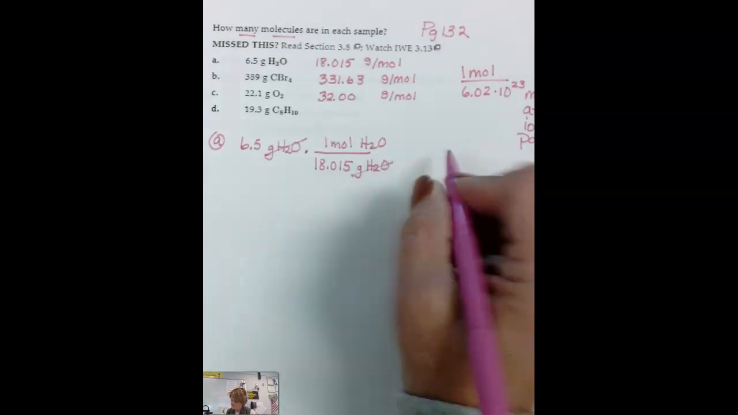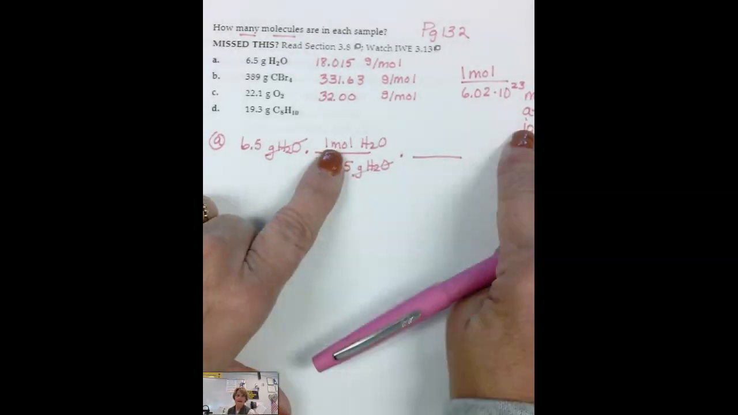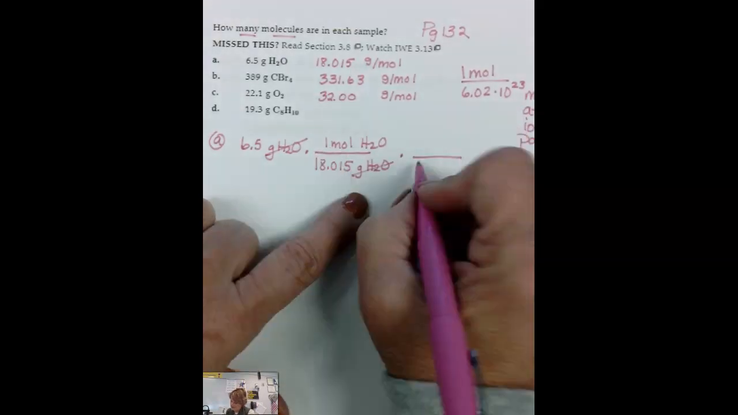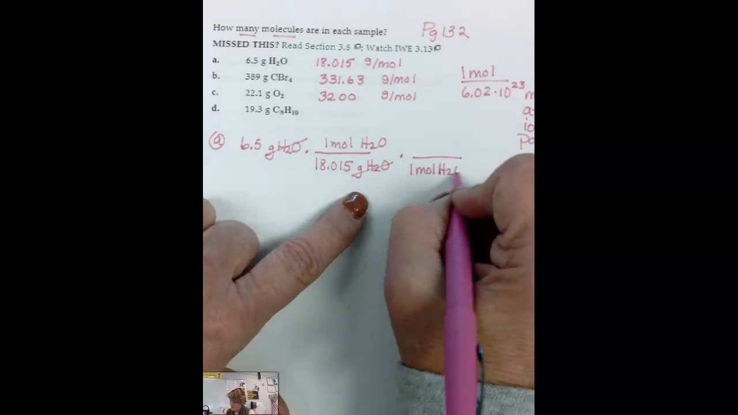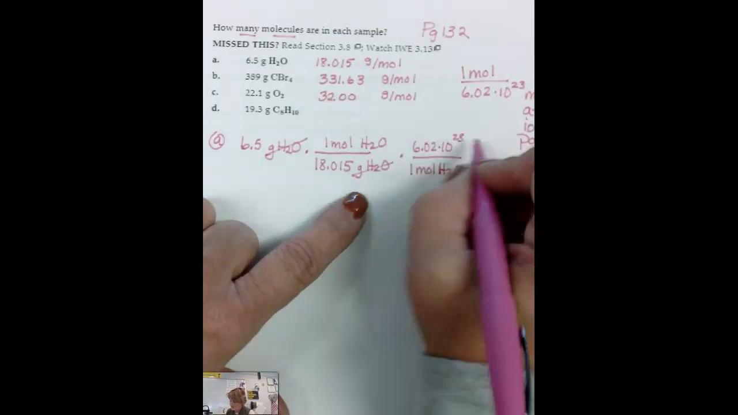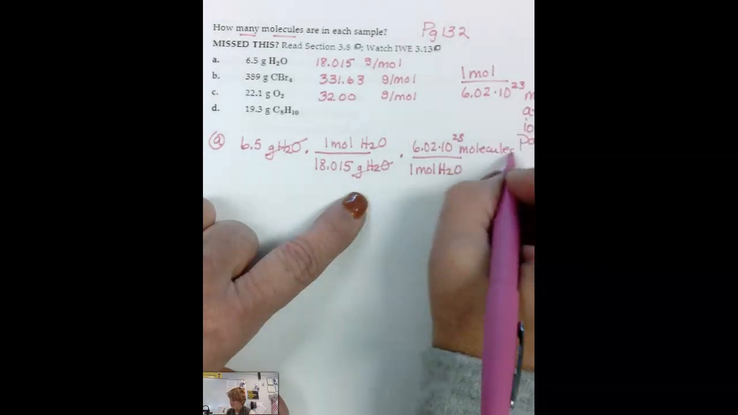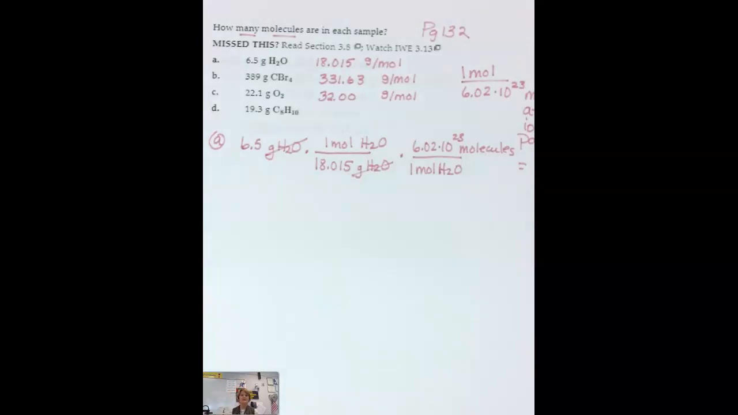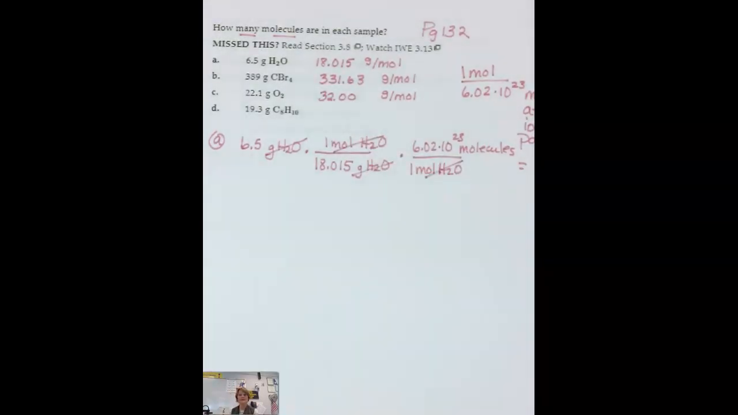Be sure you do your unit cancellations. And now we have moles, so I can now go to this conversion. So 1 mole of water has 6.02 times 10 to the 23 molecules. Okay, and so there is my setup. Be sure again that you follow your unit cancellations.